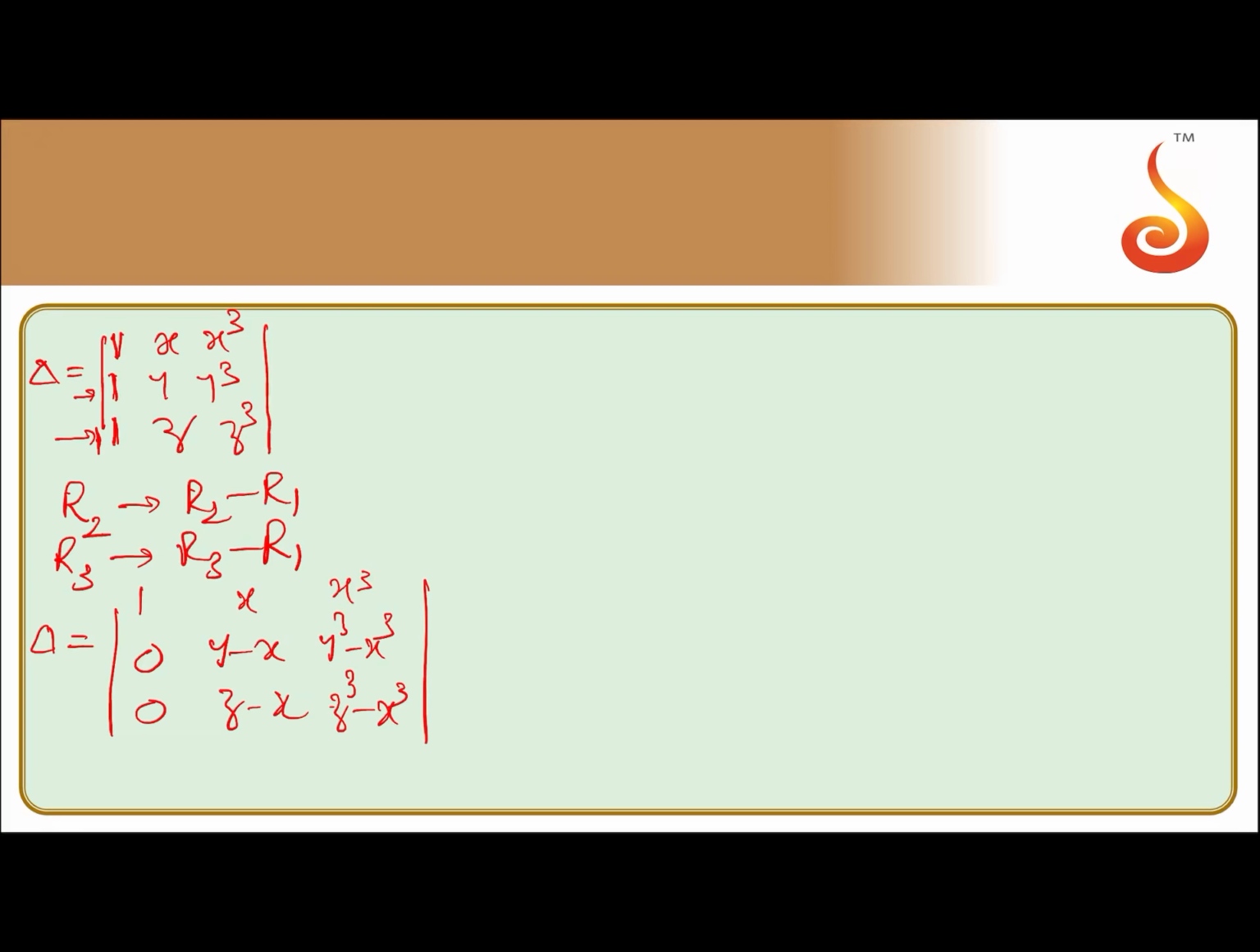Now we shall apply the property of a determinant. If elements of one particular row are multiples of k, then the determinant can be written as k times that particular determinant with k taken common. So here, from the second row, why not take out y minus x common by factorizing it? The determinant can be written as, from the second row y minus x, from the third row z minus x, as common factors. We know that a cube minus b cube can be written as a minus b multiplied by a square plus ab plus b square.